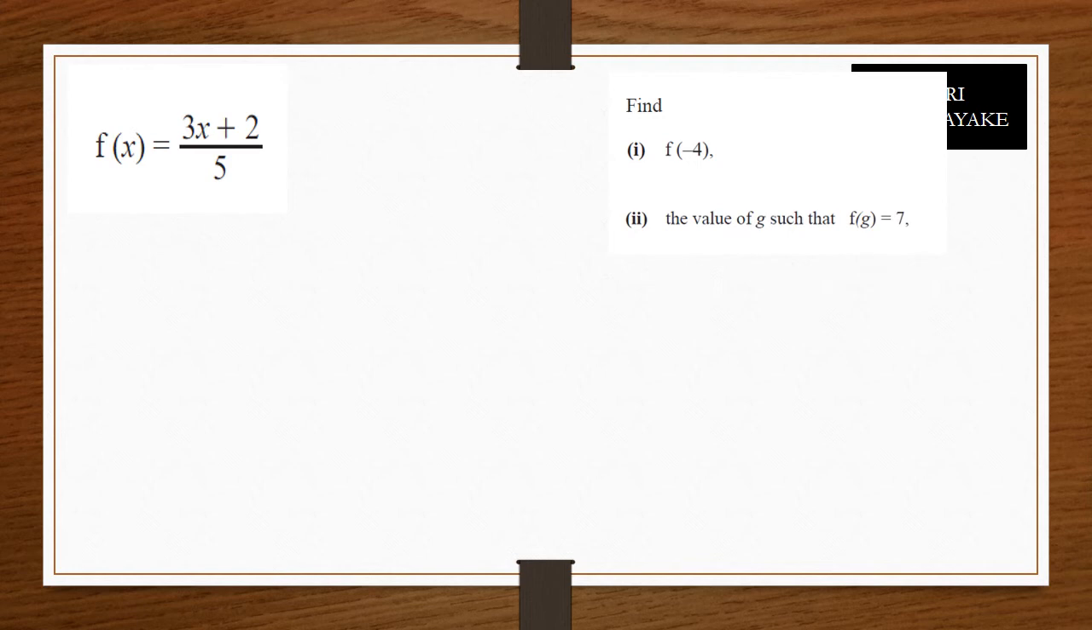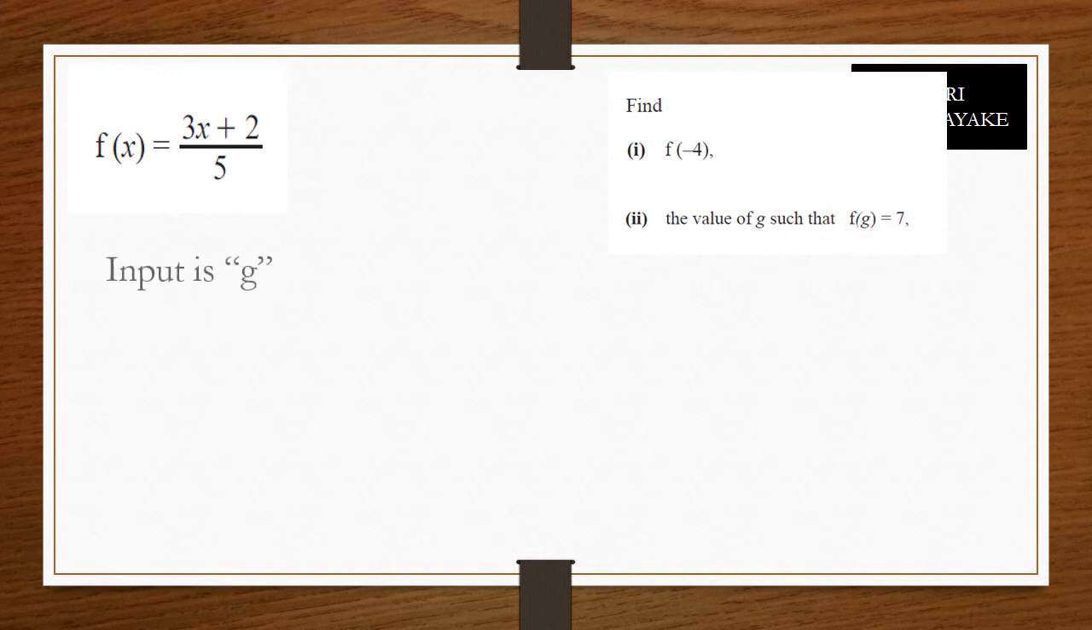The value of g such that f(g) is equal to 7. So what is this g? You are going to input g. When you input g to the function, what happens to the function? The function becomes equal to 7. When you input g to the function, the function is equal to 7.